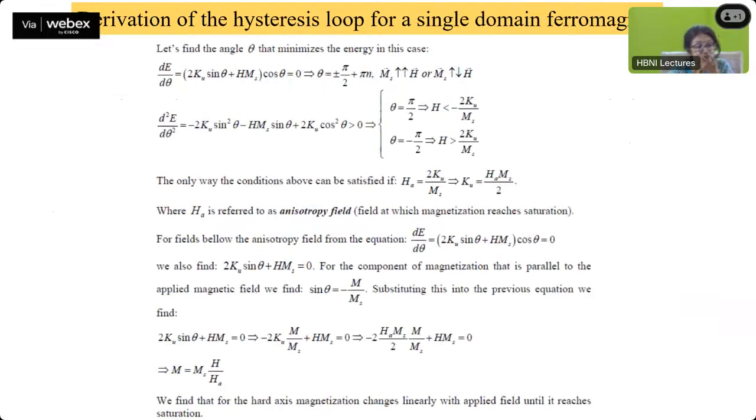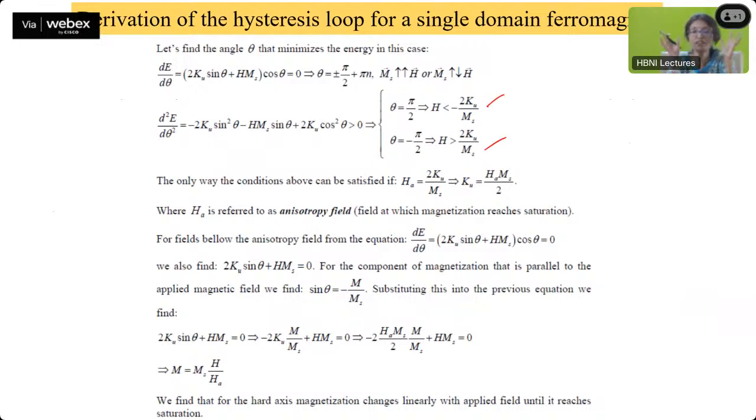So far so good. Now you have to find the angle θ that minimizes the energy in this particular case. For that, you have to take the derivative, dE/dθ equal to 0. If you fit this into the equation, you will find that the magnetization has to be parallel or anti-parallel to the externally applied field. And when you do the double derivative of it, you will get the θ values in between, where this value is going to be the minimum. So you have the H value, which can be either less than minus 2K_u/M_S, or higher than 2K_u/M_S.